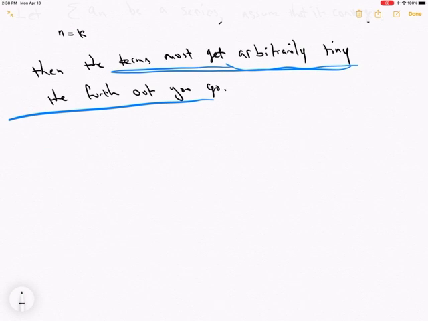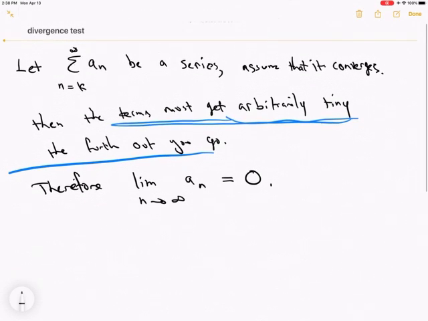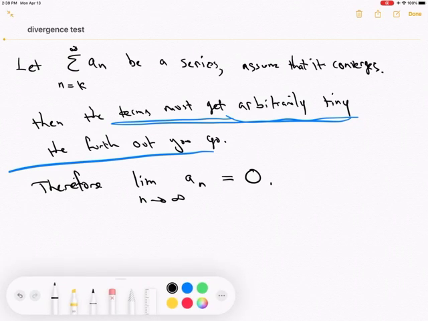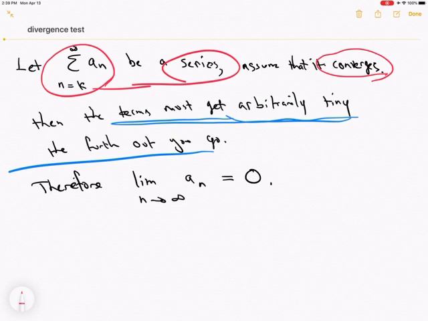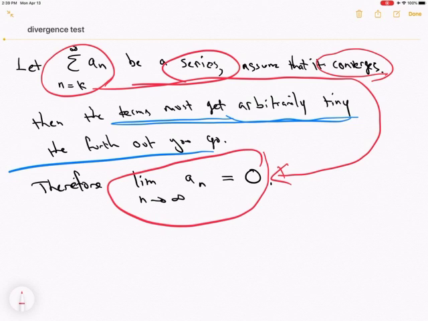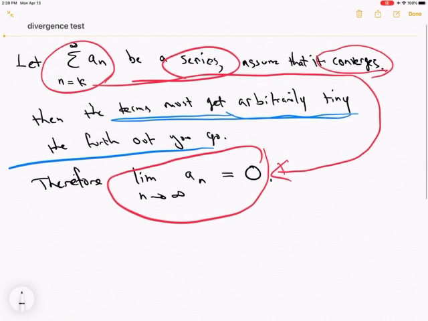Since the series converges, we can write this as a math statement. We have that the limit as n goes to infinity of the terms, they become arbitrarily tiny, so they get closer and closer to 0. So if you have a series that converges, it implies this condition here. And we can turn this around, and this gives us what's called the divergence test.